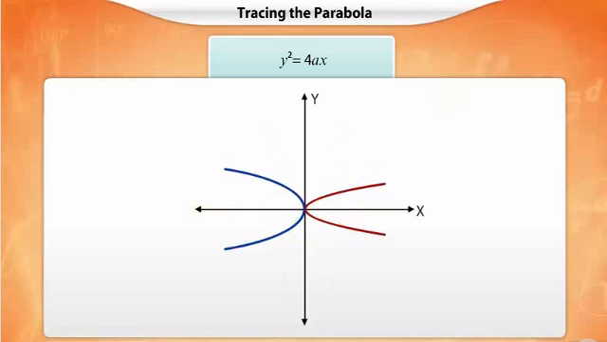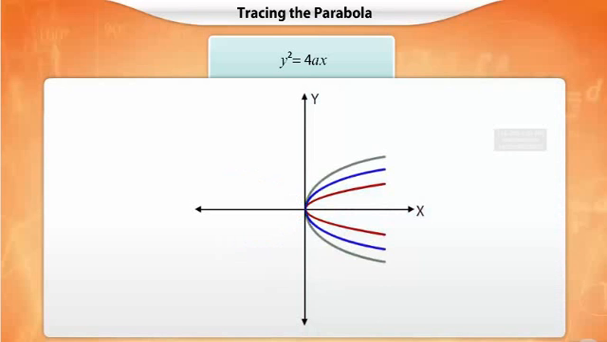As per the third parameter, the parabola extends to infinity on the right side of y-axis. We can see that there is only one such orientation of parabola. We can trace multiple parabolas with this orientation depending on the value of a.